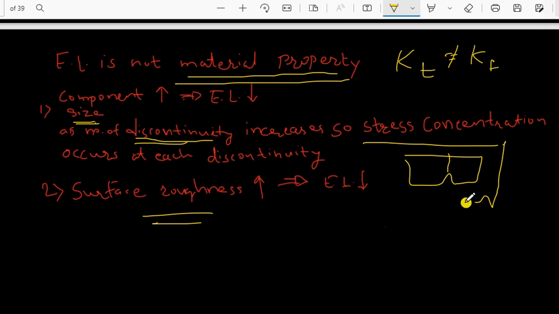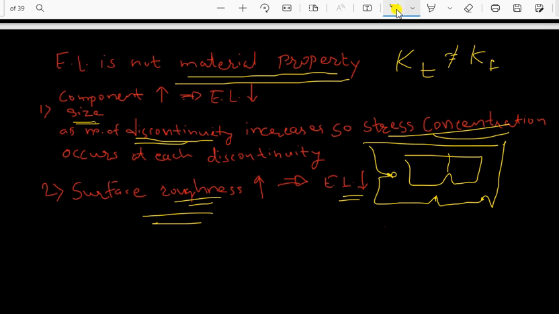Let us say this is the component. There will be more number of discontinuities, so it will fail at a lower stress value because there will be higher stress concentration. Here will be stress concentration, and at multiple points there will be stress concentration, and it will be invisible to the naked eye. It also depends on the surface roughness. The smoother the material, the higher the endurance limit, and the more roughness present, the lesser the endurance limit.